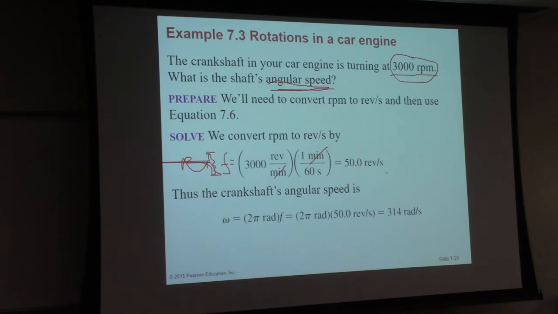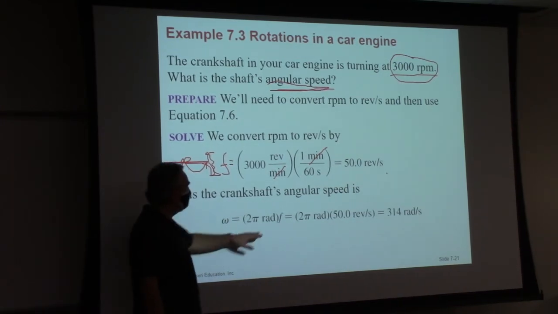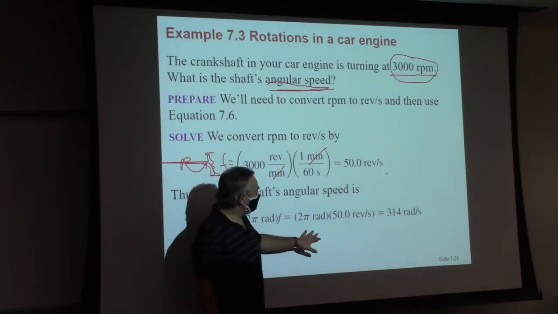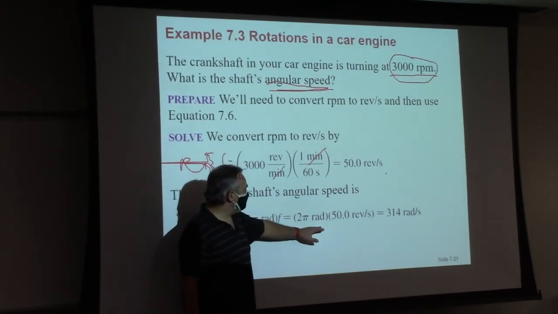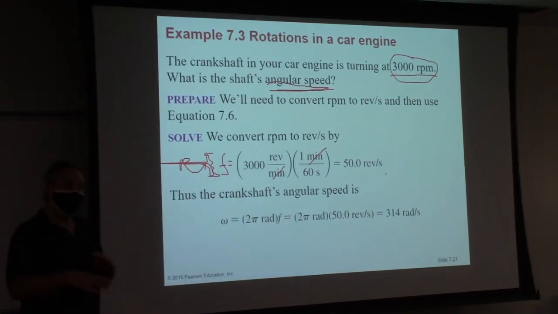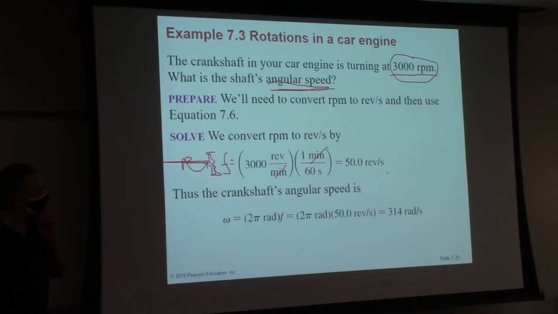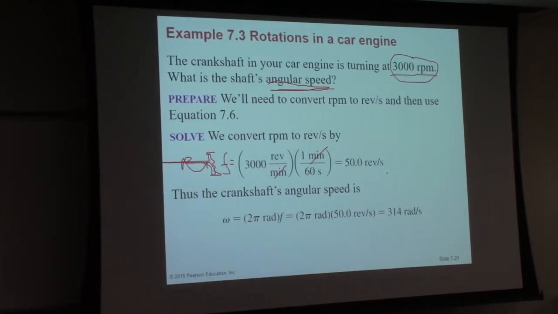You can think about it like this if you want to. It's 2 pi radians for one revolution. If you're wondering how the units work out, you can think of this as 2 pi radians for one revolution, and there's another revolution there. They cancel out if you want to have the units work out. Okay, great. Any questions on that one?